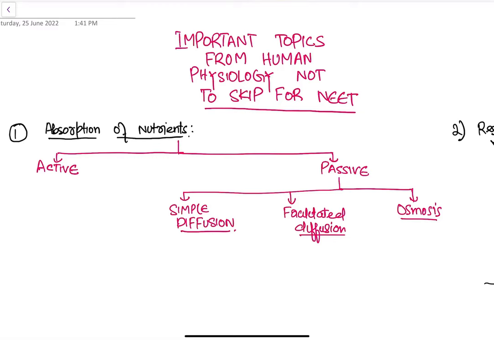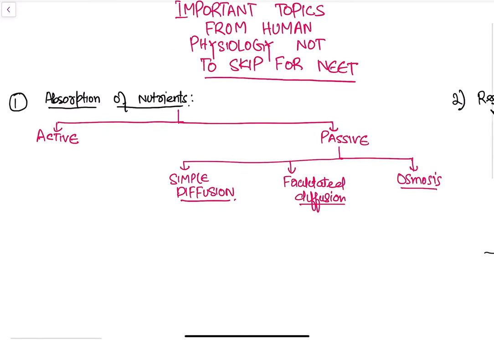Today we are going to discuss some important topics from human physiology which you are not supposed to skip. We are going to deal with them in a very concise, very precise manner. The first topic I chose is from the digestive system, that is the absorption of nutrients.